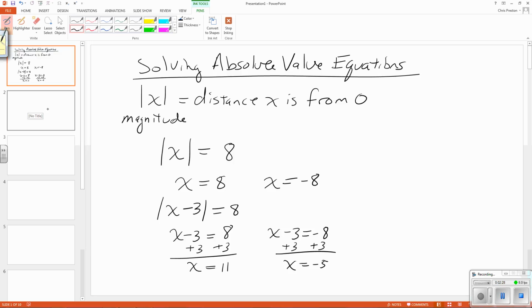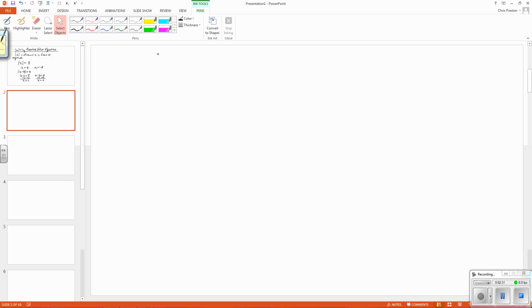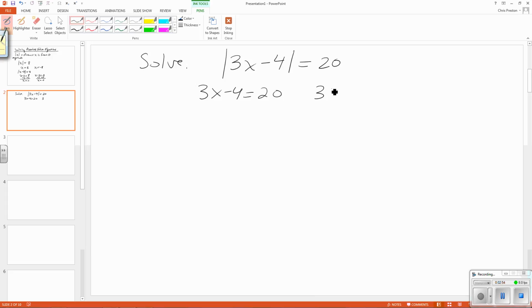And then we can just increase the complexity of this equation, but that's basically the idea here, is you're going to be setting up two problems. So if I say, let's solve the absolute value of 3x minus 4 is equal to 20, then I would say, well, whatever's in here, 3x minus 4, is either a 20 or it has to work out to be -20. So if this is a 20, I'm going to add 4 to both sides. So 3x equals 24, divided by 3, x equals 8.